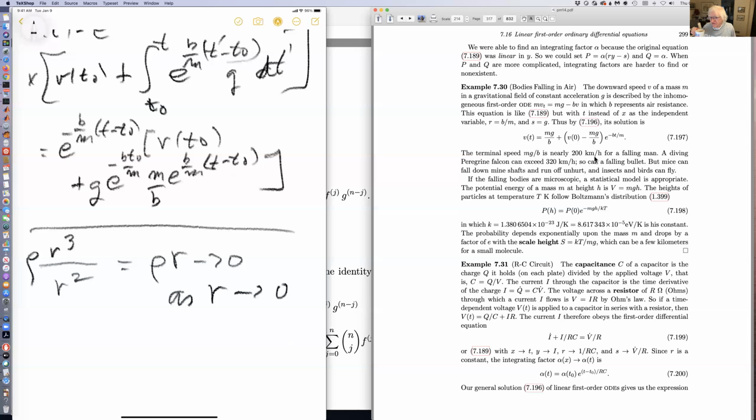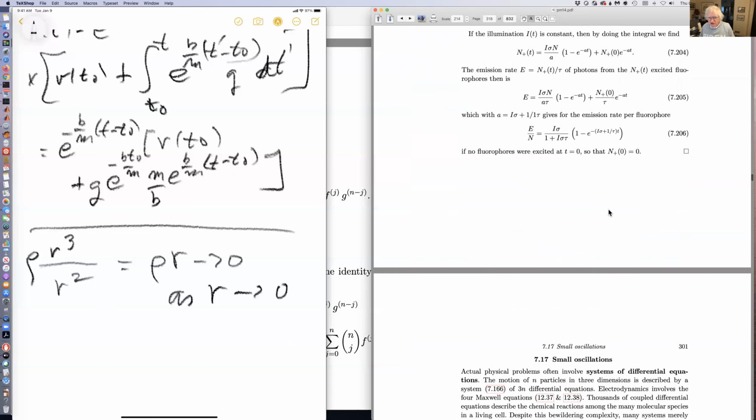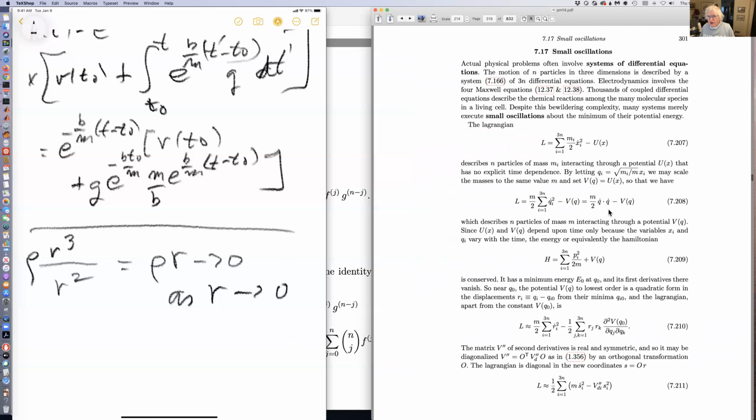And if, of course, the falling bodies are microscopic, then what you do is you switch to statistical mechanics, and you get a distribution in equilibrium, which is e to the minus the potential energy, mgh, divided by the thermal energy, kT. Okay, I'm going to skip that one, and I'm certainly going to skip that one. Next Wednesday, if you guys want to see that, ask me.